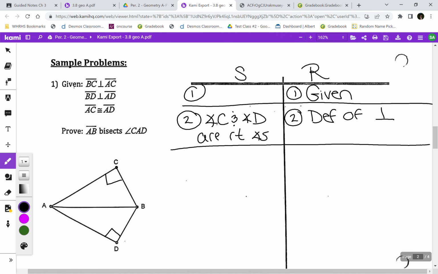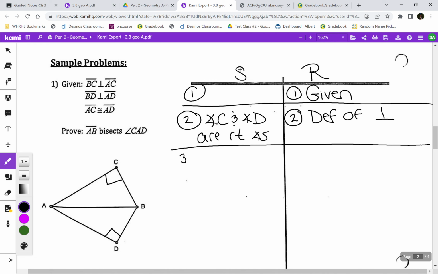Now, I'm going to tell you, when using HL, when using hypotenuse leg, technically you do not need the right angles to be congruent. What does hypotenuse leg stand for? A hypotenuse and a leg. It's not angle side side, it's hypotenuse leg. So you need a right triangle because that identifies the hypotenuse and the leg, right? Because you can't have a hypotenuse without a right triangle. But technically you don't need the right angles to be congruent. But in every other kind of proof, do you need right angles to be congruent? Yeah, so my advice to you is, even though it's not necessary, I still say you say it.